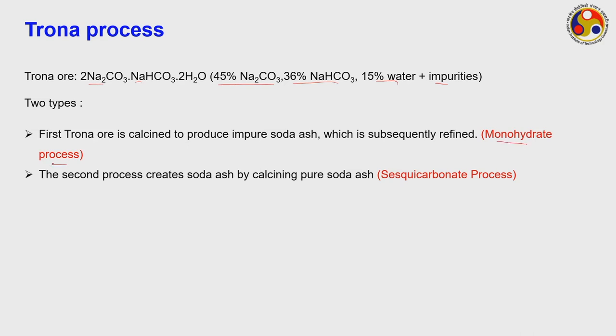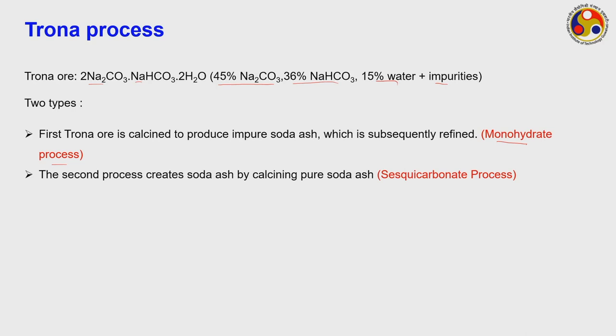Second process, they use wet calcination. Wet calcination means they will calcine not in the presence of heat, but in the presence of some component which is soluble in water. Most of the time it is glycols, which is soluble in water. So, that is called wet calcination. So, the conditions are less severe here, while the conditions are more severe in monohydrate. Okay. So, this is the way they do it.